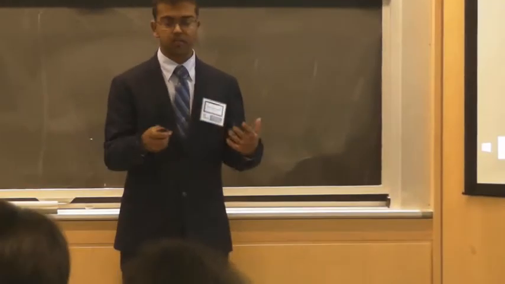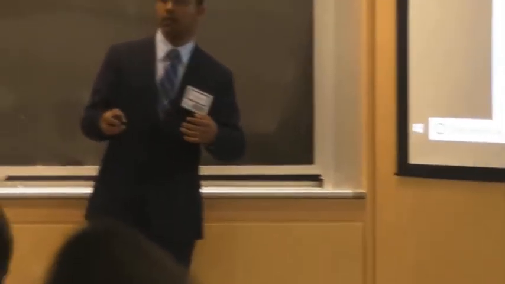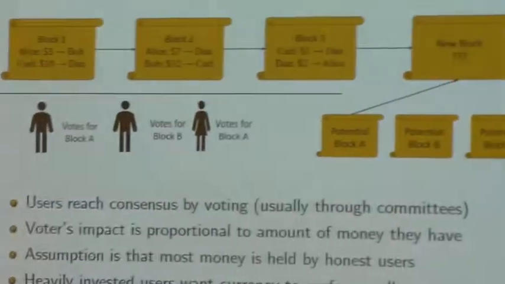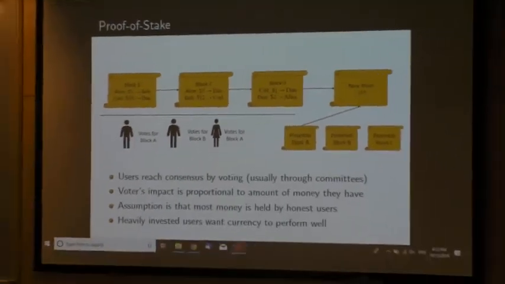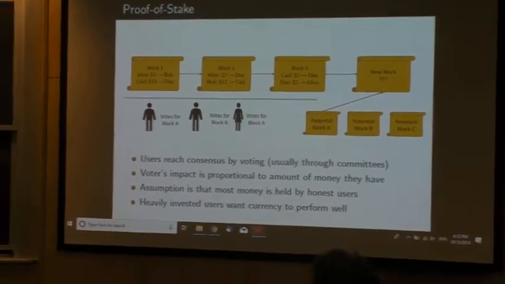One of the possible solutions to this is to use proof of stake instead of proof of work. So what is proof of stake? In proof of stake, users reach consensus by voting, and this is usually done through committees. As you can see here, we have a small committee of 3 people, and since there are 2 votes for block A, it is going to be the next block in the blockchain.